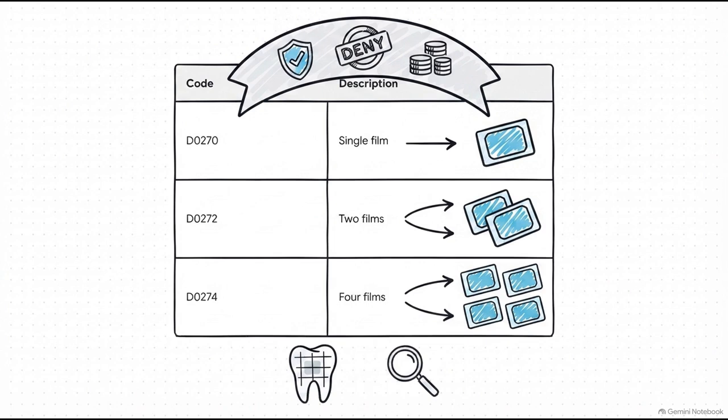It's super straightforward. Just map the specific bite-wing code directly to the exact number of films taken. D0270 is for a single bite-wing film. D0272 is for 2 films, and D0274 is what you use when 4 bite-wing films are taken. It's just a simple one-to-one scaling based on the volume of images captured.